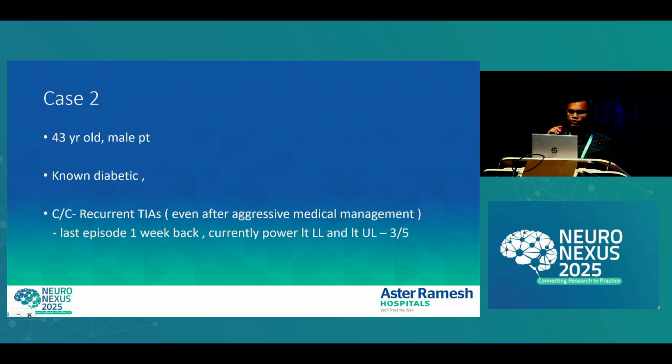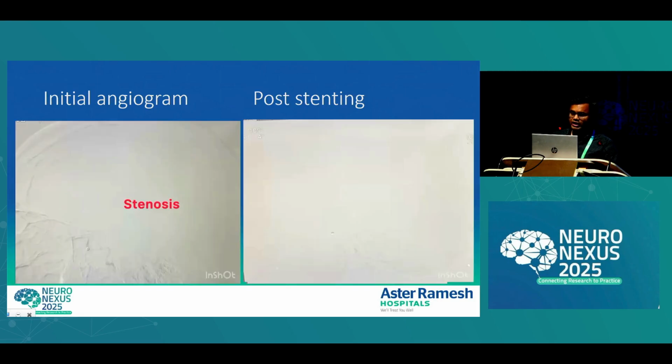Coming to the second case, a 43-year-old male patient who is a known diabetic on medication. He had recurrent TIAs even after best medical management. The last episode happened 8 days back, and currently he is having left upper and lower limb power 3/5. So even after best medical management, there are recurrent strokes in this case. We proceeded for intervention and counseled the patient.